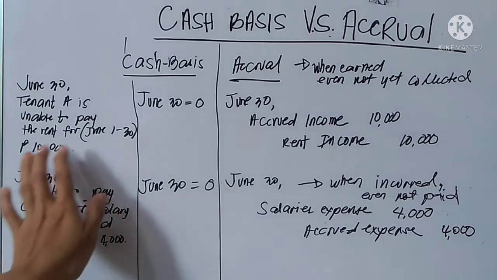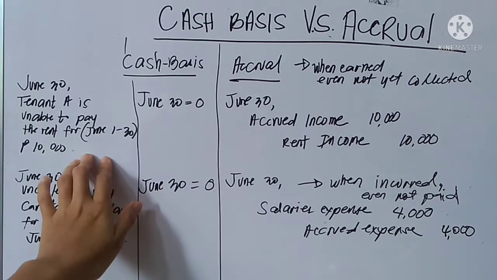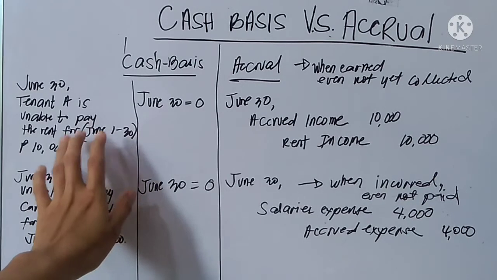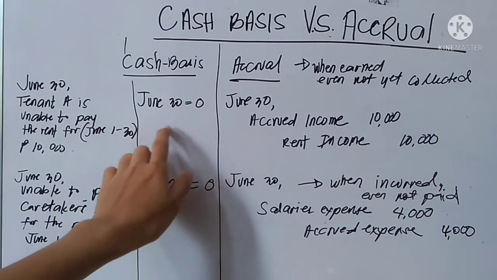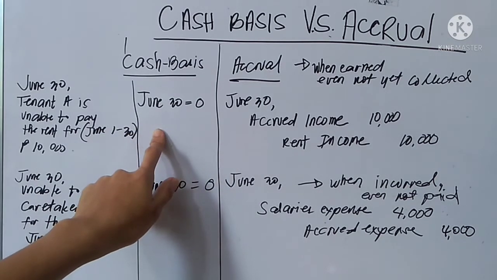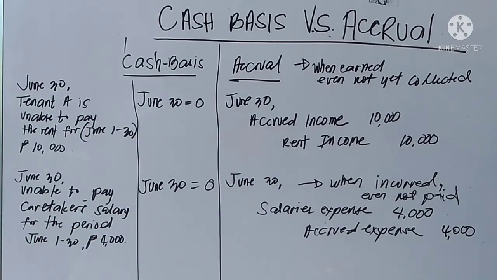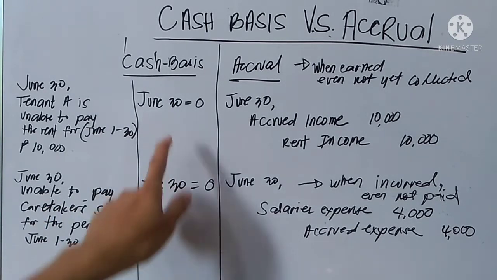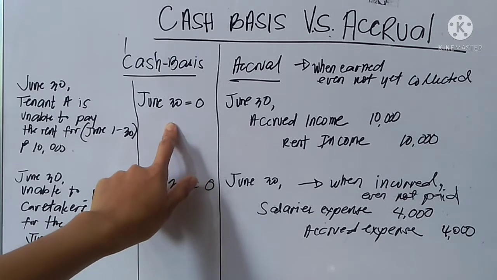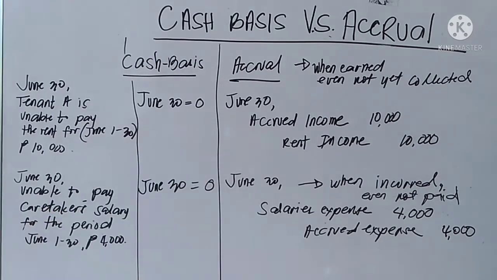So, halimbawa, si tenant A ay makakapagbayad ng kanyang 10,000 pesos na rent. So, under the cash basis, let's say for example, by July 5, makakapagbayad na siya ng kanyang rent. So, cash basis, dahil nakatanggap ka ng pera, magre-record ka na ng 10,000 revenue. So, meron ka ng 10,000 revenue by July 5. And that will be recorded or reflected in your July 30 income statement.